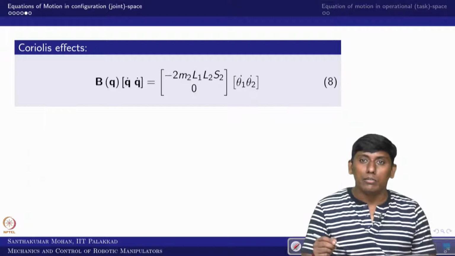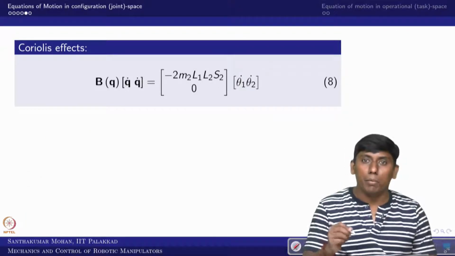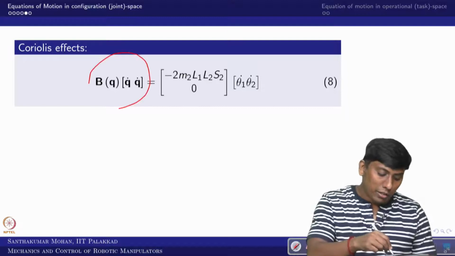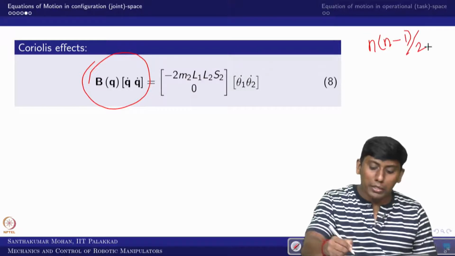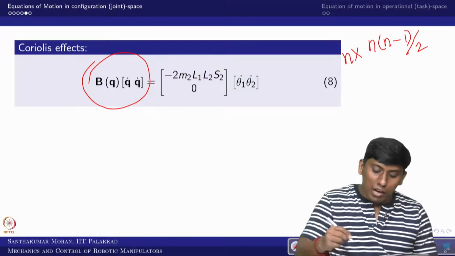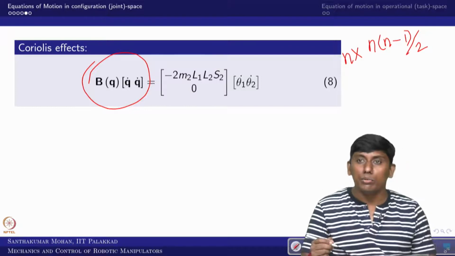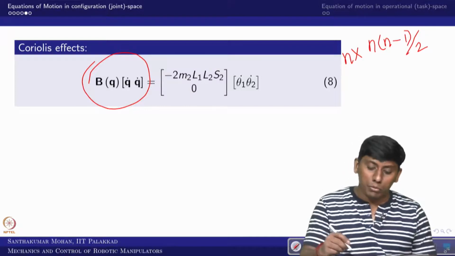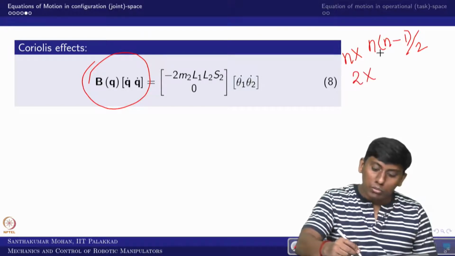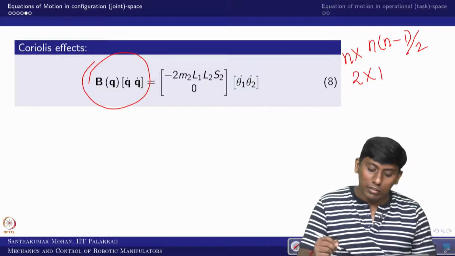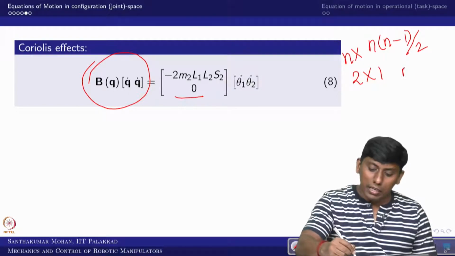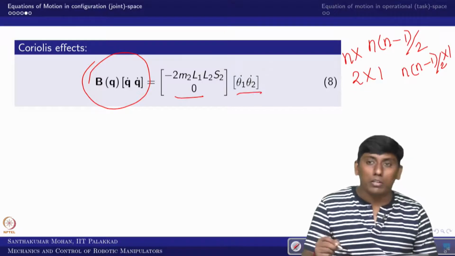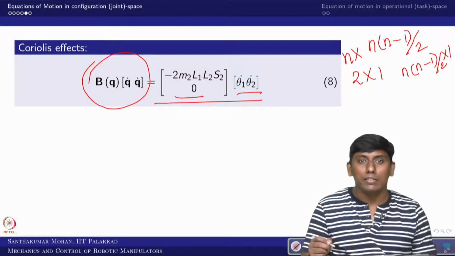So now we will go to the next one. This is not having any specific property, but what you can see is that the Coriolis effect can be written in this form. As I already said, n into n minus 1, whole divided by 2, is the size of the vector. So this matrix is n by n(n minus 1)/2. Here n is 2, so it is 2 cross 1, in the sense 2 rows and 1 column. Similarly, the other one is n(n minus 1)/2 cross 1, so it is 1 cross 1. So this is what we have seen as the Coriolis effect.